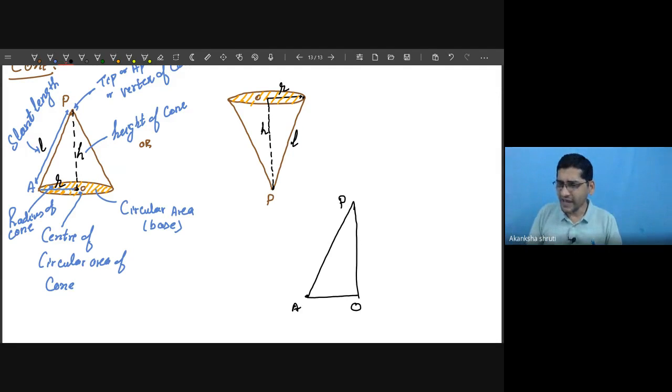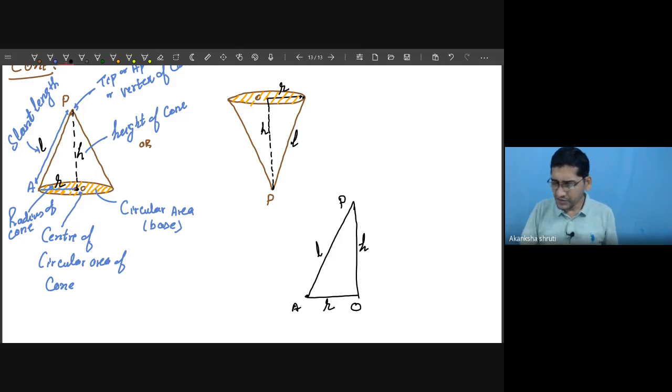So in this case we are observing that AOP is a triangle formed with a right angle. Yes, it is a right angle triangle with the perpendicular as the height of the cone and the base as the radius of the cone, and the length along the surface we have denoted by L.